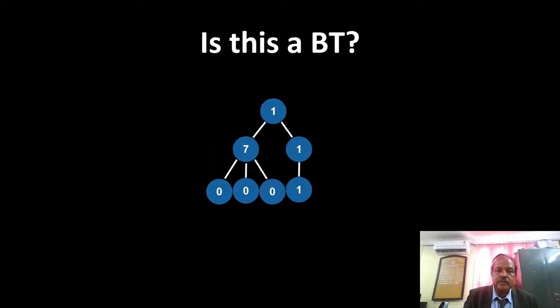But in this case, is it a binary tree? You see, for 1 it is okay. For 7, it has 3 children. So it cannot be a binary tree. So the answer is no. Okay, no, this is not a binary tree.